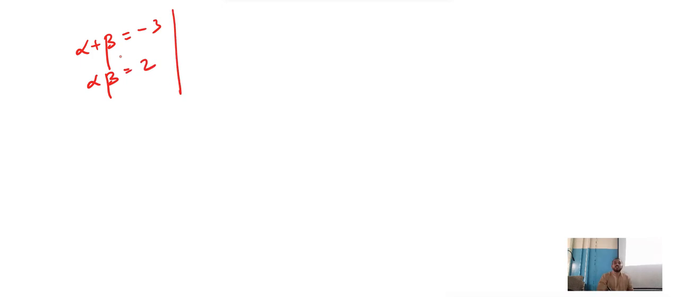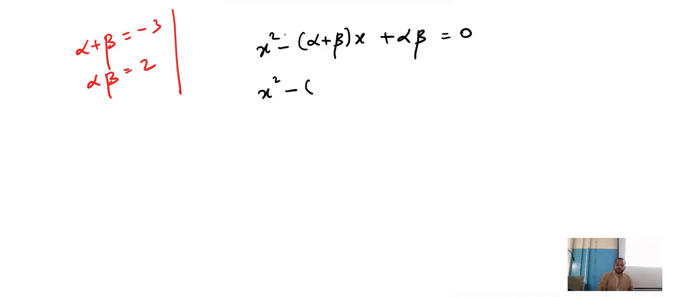Now they are asking us to frame the quadratic polynomial. To form the quadratic polynomial, we have the formula x square minus sum of its zeros into x plus product of its zeros. Initially assume is equals to 0, but in the final answer, don't write is equals to 0. X square minus, what is sum of its zeros? Minus 3. X plus product of its zeros, plus 2 is equals to 0. X square minus into minus, plus 3x plus 2. Don't write is equals to 0 because here we didn't get any fraction.